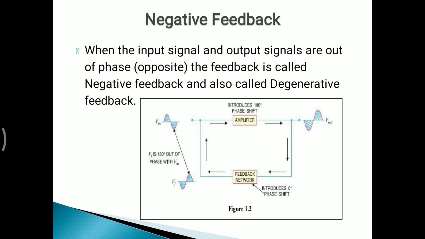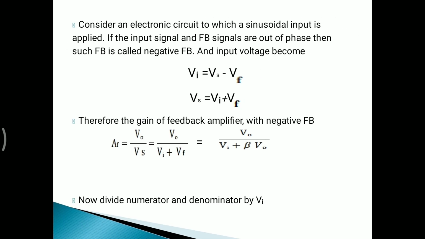Here see, the input signal is a sine waveform and it is magnified by the amplifier, which gives the output opposite to the input one. Then the output signal is fed back through the feedback network and it also gives the opposite compared to the input signal. So that's why the input signal and the feedback signal are out of phase. When they are opposite to each other, such feedback is called negative feedback.